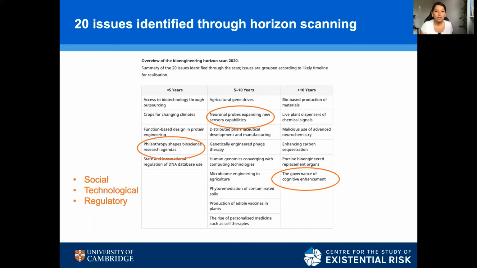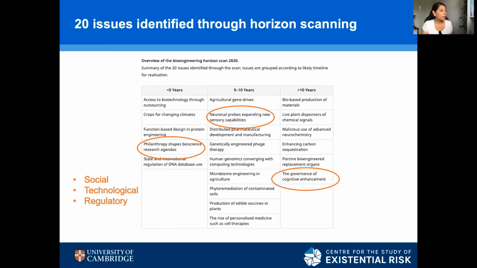For example, in the social area, within 5 years we're going to have philanthropists more immersed in writing the bioscience research agendas. In the area of technology, we are going to have neuronal probes expanding new sensory capabilities. So that means that we are going to enhance our brain in order to do things that we are not able to do right now, or maybe to do them to a higher extent.